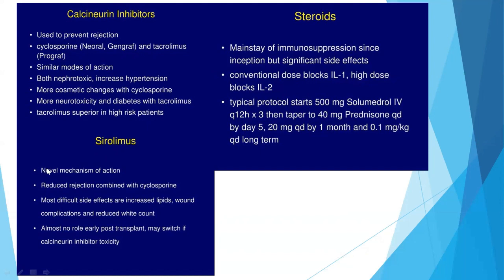Sirolimus has a novel mechanism of action. They reduce rejection when combined with cyclosporine. The most difficult side effects of sirolimus are increased lipids, wound complications, and reduced white blood cell count. There is almost no role for it orally post-transplant, and it may be switched to if calcineurin inhibitor toxicity is present in the patient.